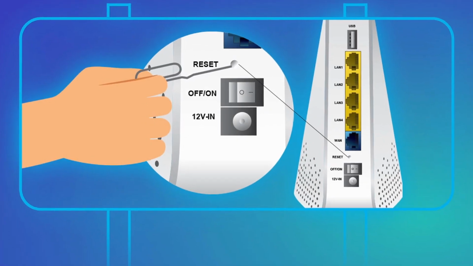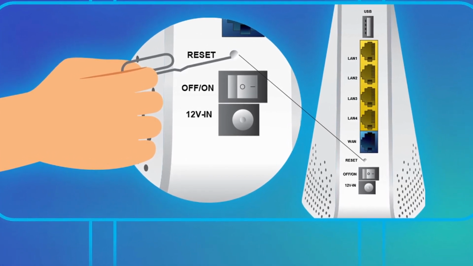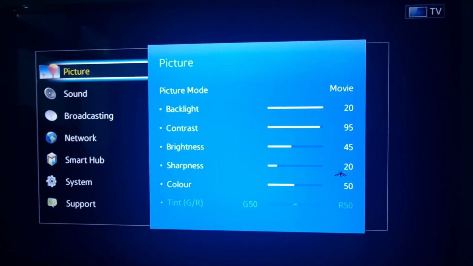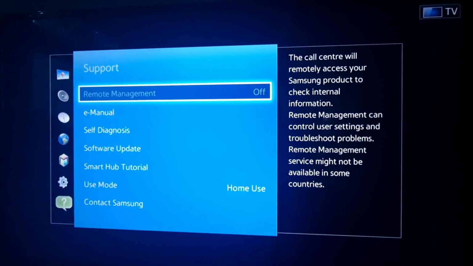Method 7. Factory reset your TV and router Wi-Fi. If the No TVs Found message is still there, resetting the device to its default factory settings can help you. Try to factory reset your device and check if that resolves the issue.